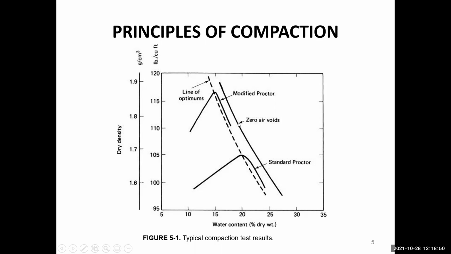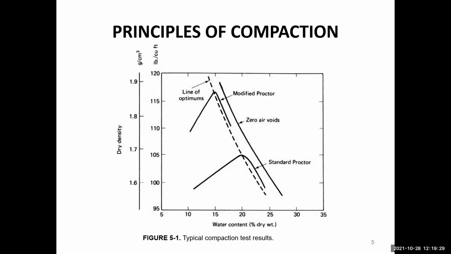And here you can see that the optimum moisture content for a modified Proctor test is less than the standard Proctor test. Which is obvious because we are applying more effort in the modified Proctor test. So we can achieve a higher amount of density at a lesser water content as well. So it means that if we want to achieve a higher density in a relatively dry soil, then of course, more effort for compaction may be required.